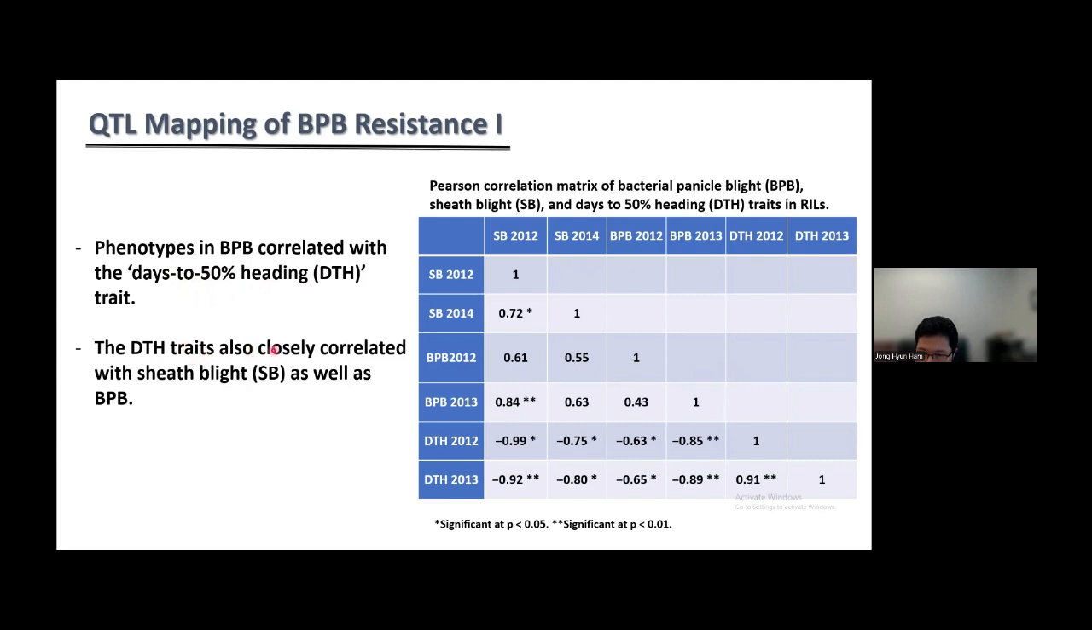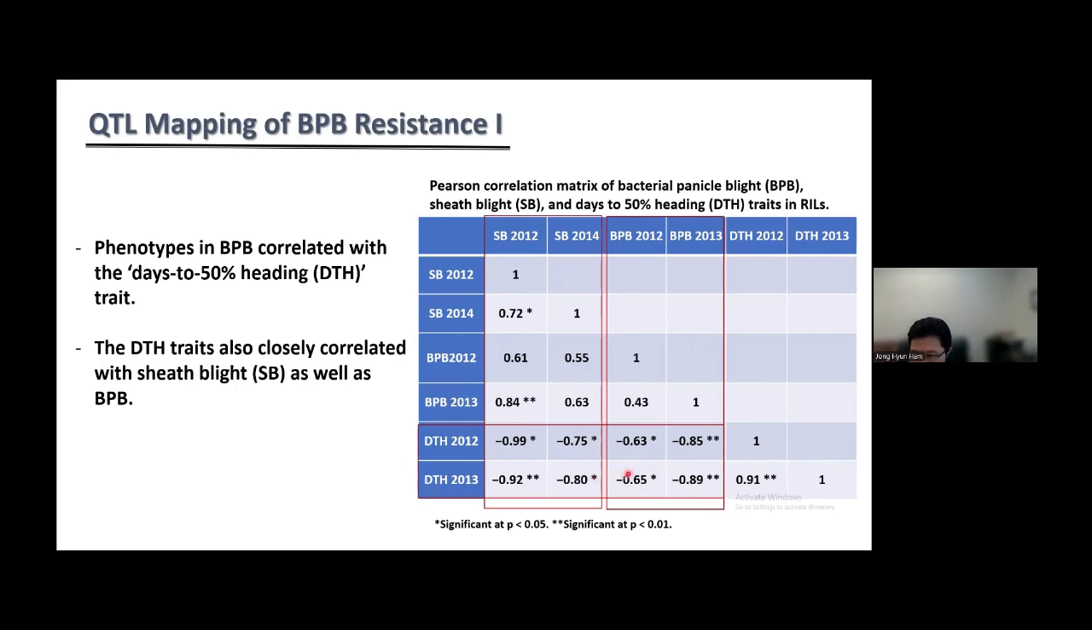It was also closely related to another major rice disease, sheath blight, caused by a fungal pathogen. So all three traits, the bacterial panicle blight, the sheath blight, and days to heading, are very closely related according to the multi-year field trials. So the sheath blight, bacterial panicle blight, and the days to heading were very closely related.